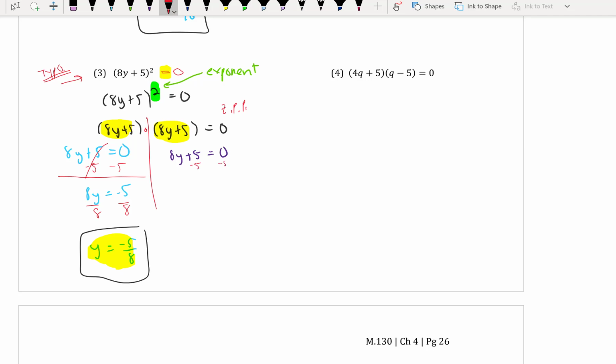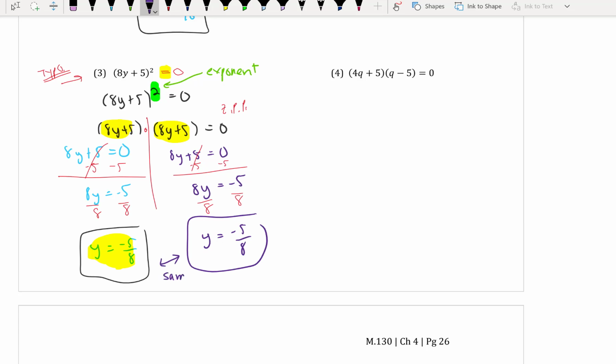So to solve for y, you subtract 5 on both sides to get that 8y is equal to negative 5. And you still have to divide by 8 for the same reasons, and you still get negative 5/8, which was exactly the same as I was saying before. And I already knew that was going to happen because it was exactly the same, right? It's 8y plus 5 squared.